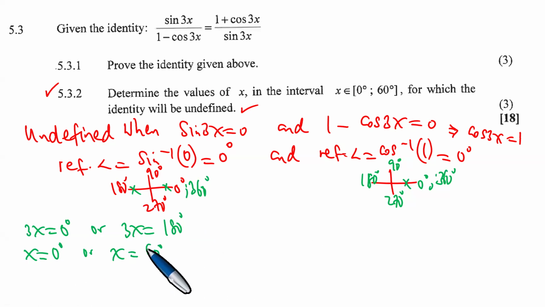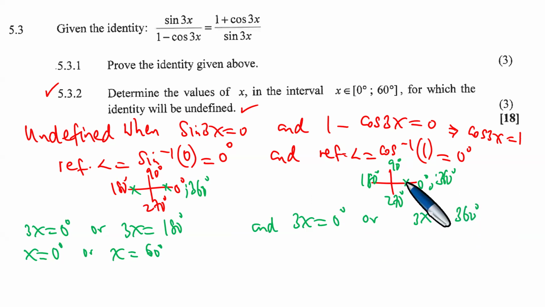So in the end, what do we have here? Now you have cosine 3x equals 1, and it means what? We found that the reference angle is 0 degrees. So if the reference angle is 0 degrees, it means that 3x is equal to 0 degrees, or we can say 3x equals 360 degrees. We noted that cosine 3x is 1 at 0 degrees and 360 degrees.